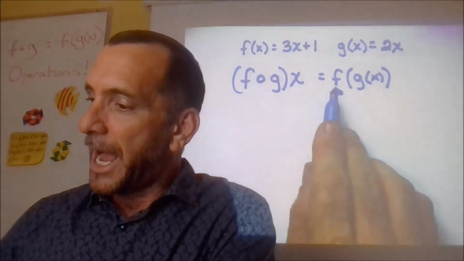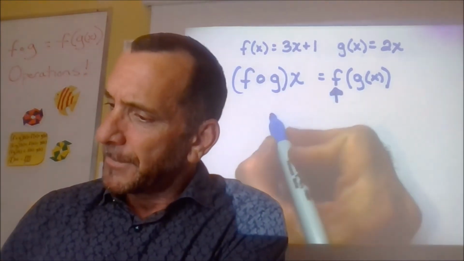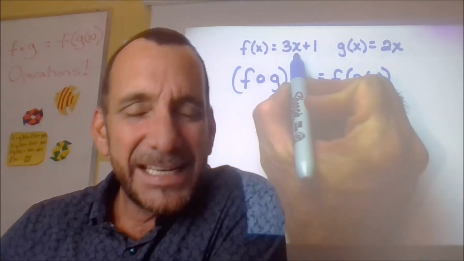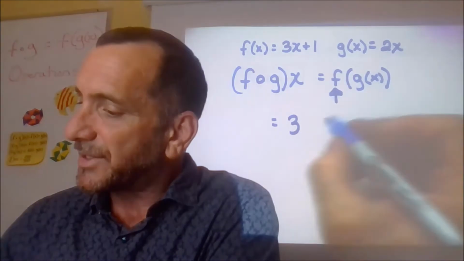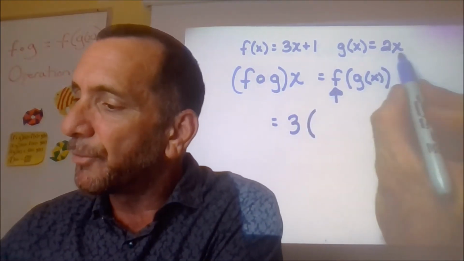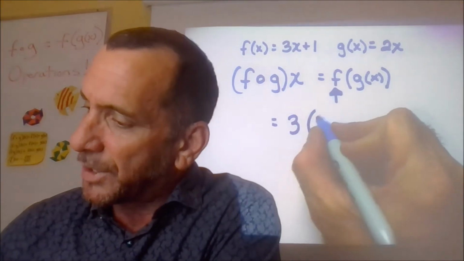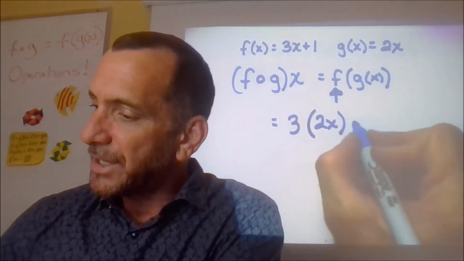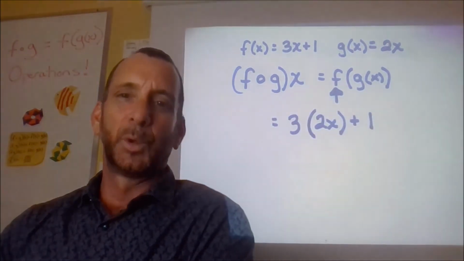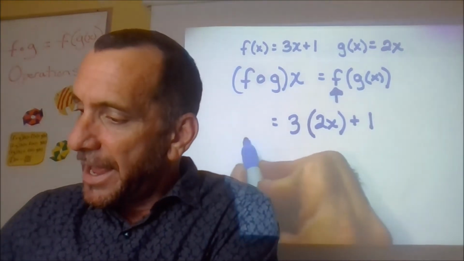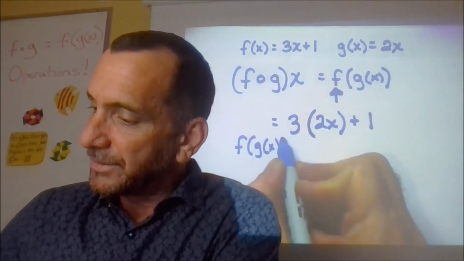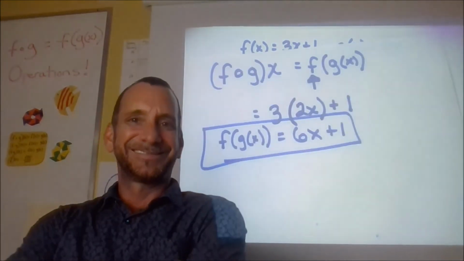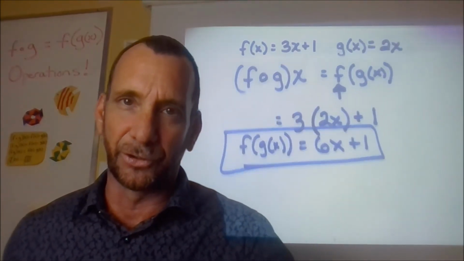So here we go. I'm going to start with my f of x and I'm going to say 3. But instead, when I get to the x, instead of writing x, I'm going to write parentheses and I'm going to write my g of x, which is 2x. 3 times 2x plus 1. Ooh, can I simplify? Oh yeah. F of g of x equals 6x plus 1, and that's my answer. Pretty easy.